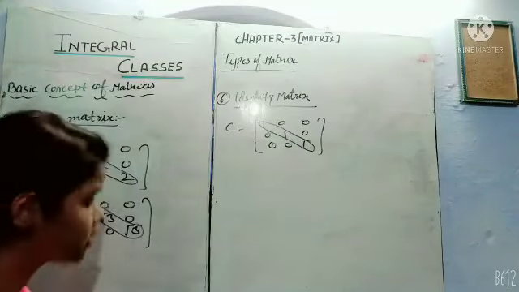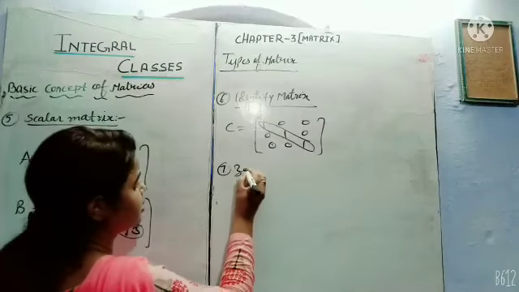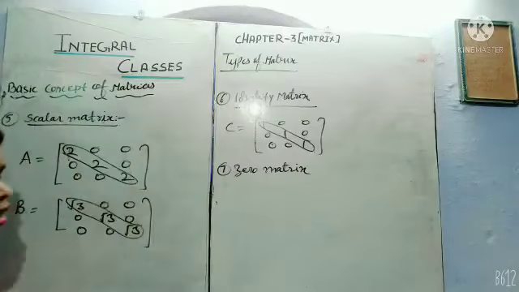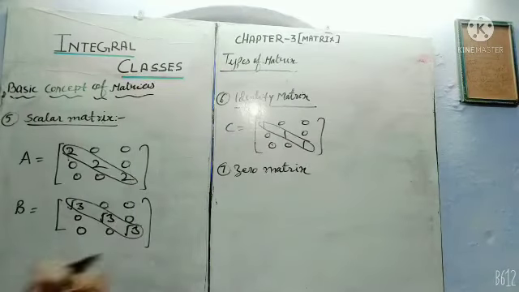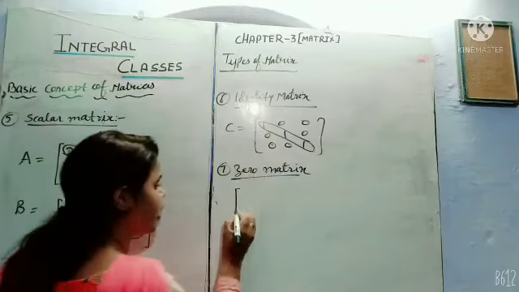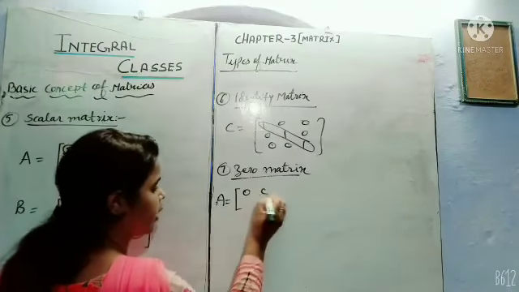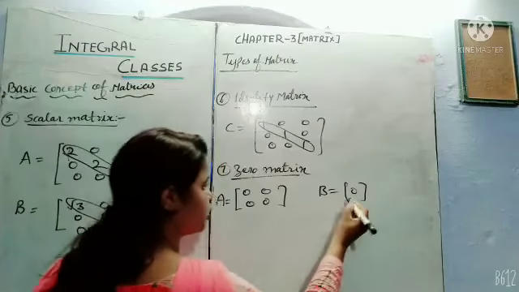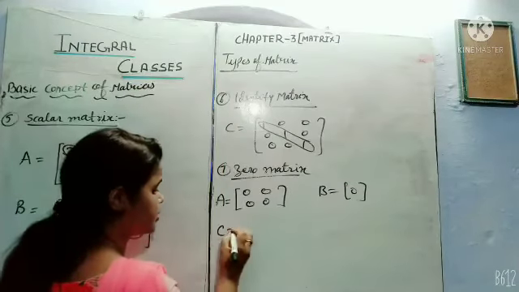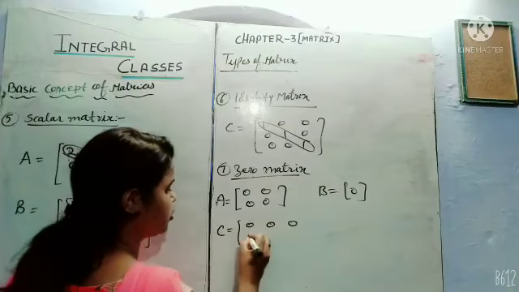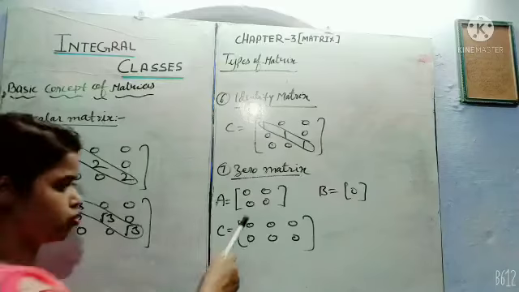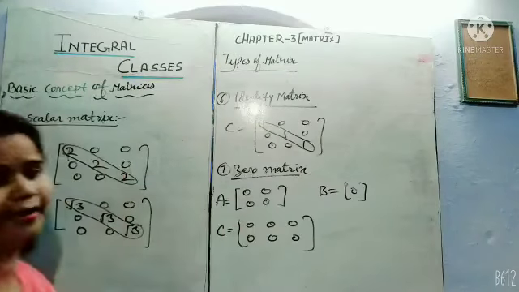Now the zero matrix. What is the definition of a zero matrix? A zero matrix has all elements 0. Suppose A is a matrix, all elements are 0. B is a 0, so it is also a matrix. And C, 0 0 0 0 0 0, is a rectangular matrix. So a zero matrix may be a square or a rectangle also.